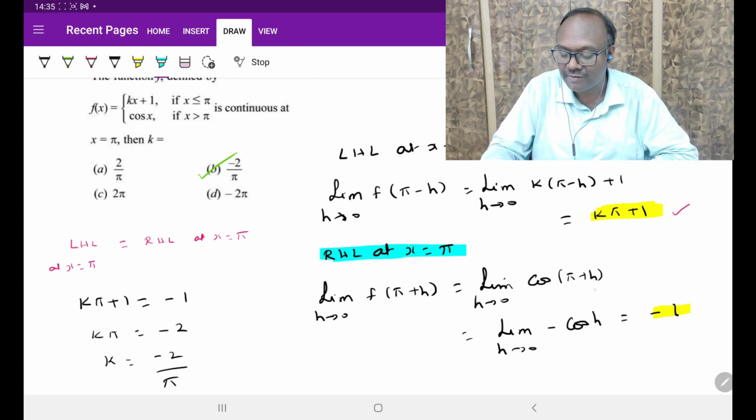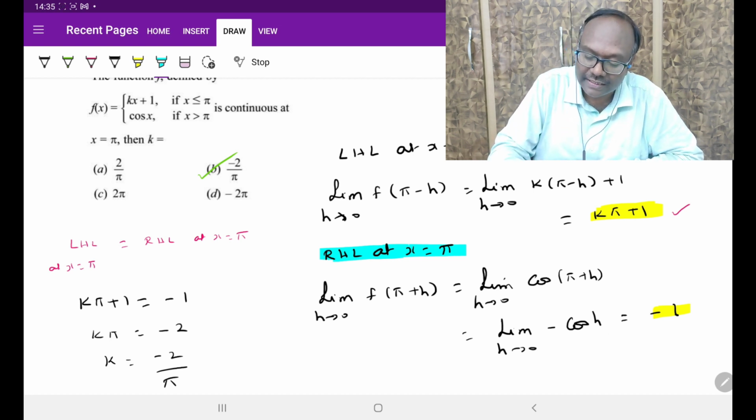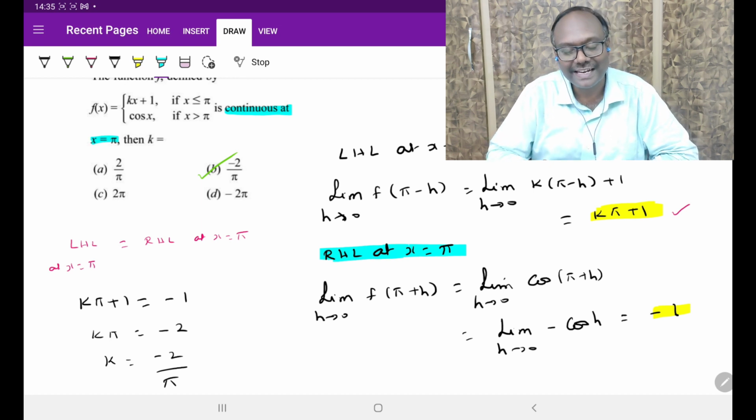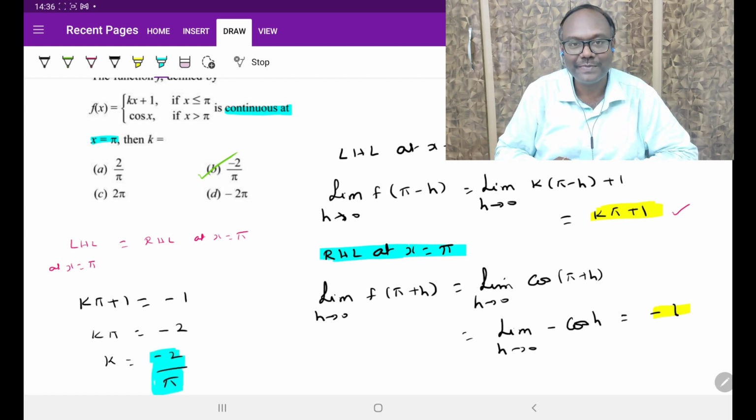So cos of pi plus h will be minus cos h. So the answer is minus 1. And it is already given that the function is continuous at x equal to pi. So the left hand limit should be equal to right hand limit. So we get k pi plus 1 is equal to minus 1, or k pi equal to minus 2, or k equal to minus 2 by pi. So the right option is option B.